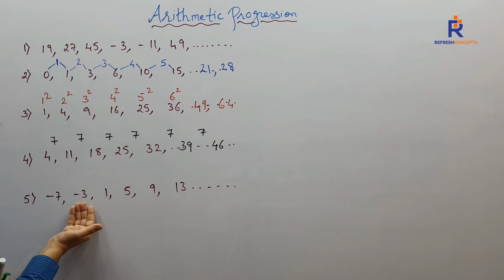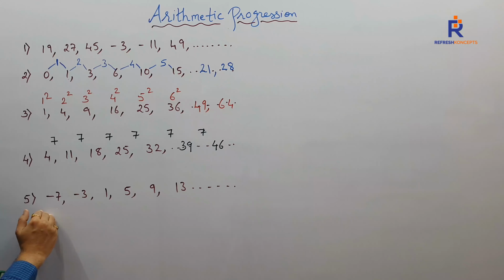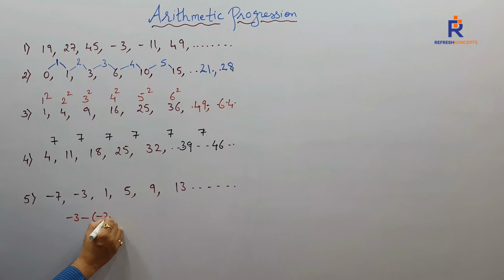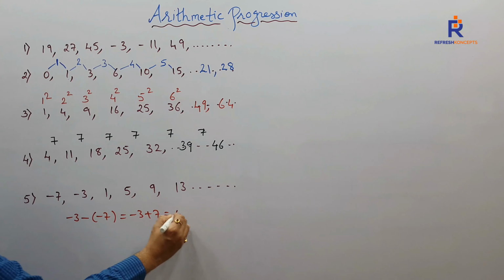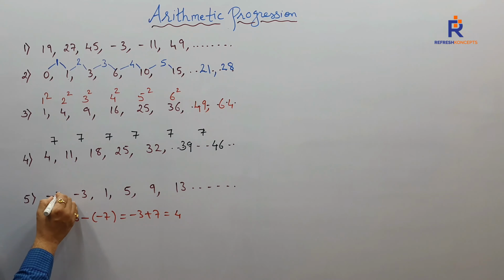So what is the difference between the second term and the first term? For those who fail to understand, let me show you. The difference will be minus 3 minus of minus 7. The answer will be minus 3 plus 7, which is 4. So can I say the difference is 4?